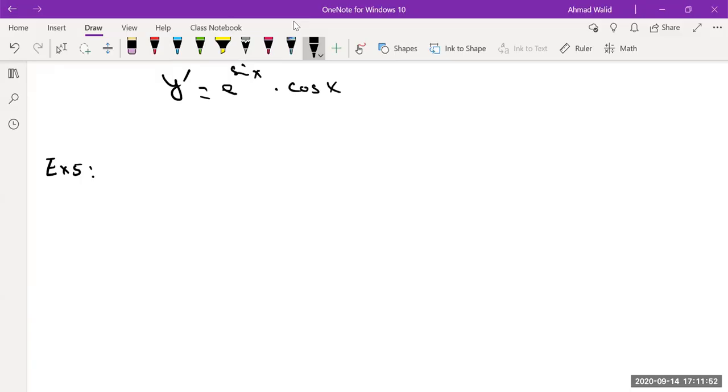Anyway, let's take example number 5. Example number 5 is f of x equals sine of cosine of tangent x. Wow, it looks crazy, right? Sine, then cosine, then tangent. They are asking you to find f prime of x. It means find y prime.